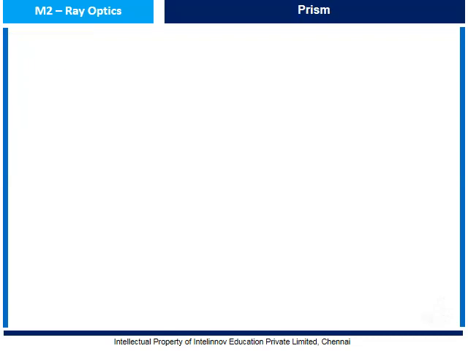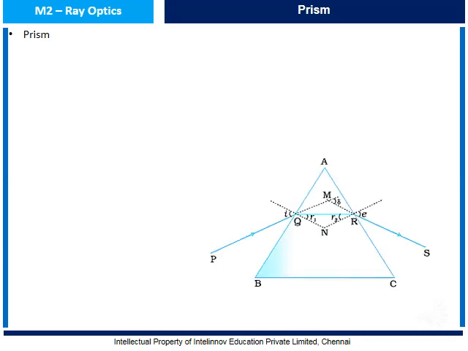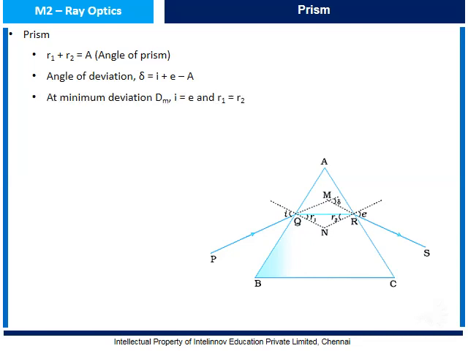Now, let us look at some of the important concepts in prism. In prism, angle of prism A is given by R1 plus R2. And angle of deviation delta is nothing but the sum of angle of incidence and angle of emergence minus angle of prism, that is I plus E minus A. At minimum deviation position dm, I is equal to E and R1 equal to R2. In such a case, dm equal to (N21 minus 1) into A. And let us understand that thin prisms do not deviate light much.